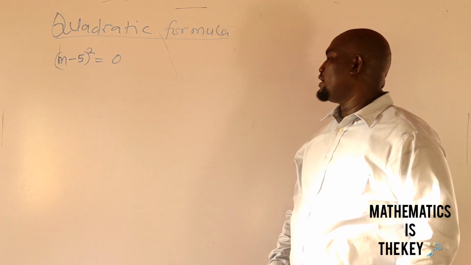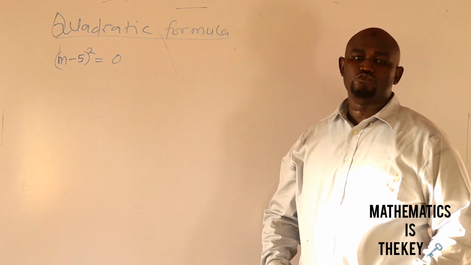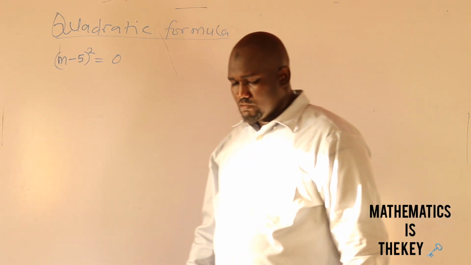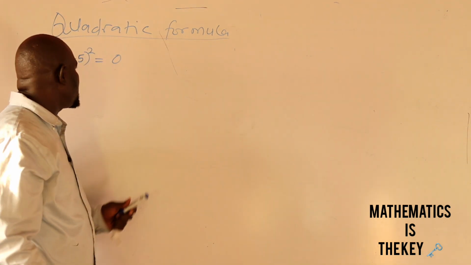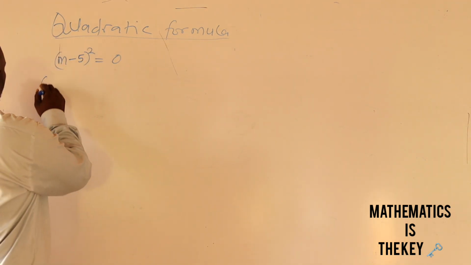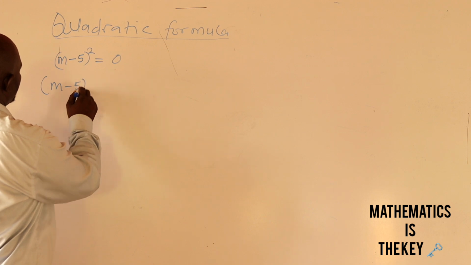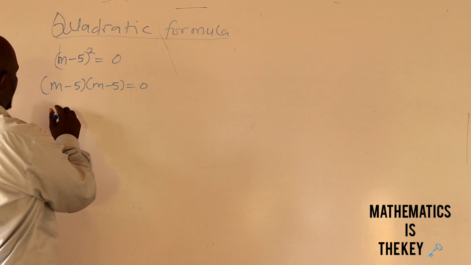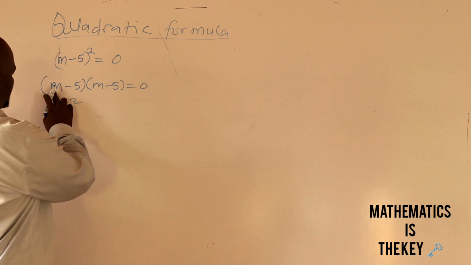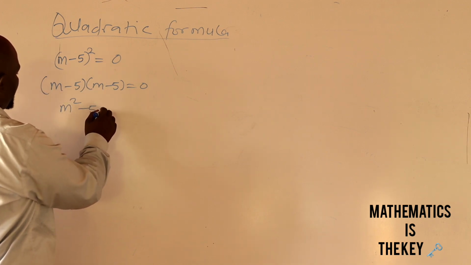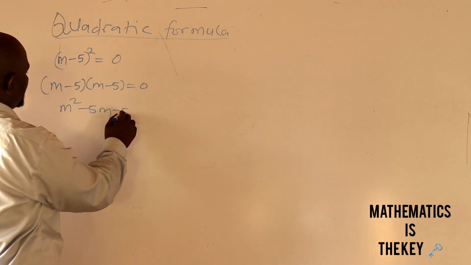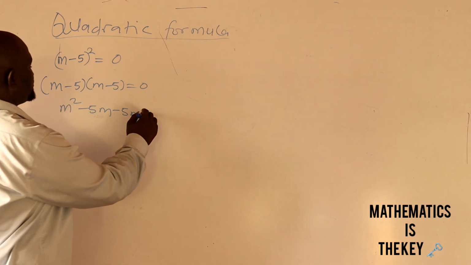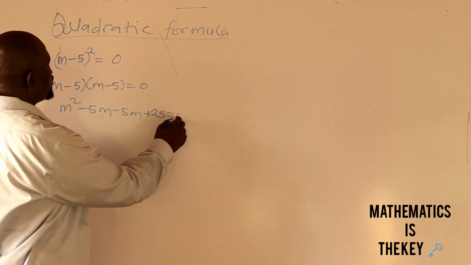In this example, we are having m minus 5 in bracket all squared is equal to 0. We have to solve the equation using the quadratic formula. I think the first thing we'll do is let's expand the bracket. We are going to have m minus 5 into another m minus 5 is equal to 0. So m by m we have m squared. This multiplied by this will give us minus 5m. Minus 5 by m is another minus 5m. Then minus 5 times minus 5 is plus 25 and it's equal to 0.